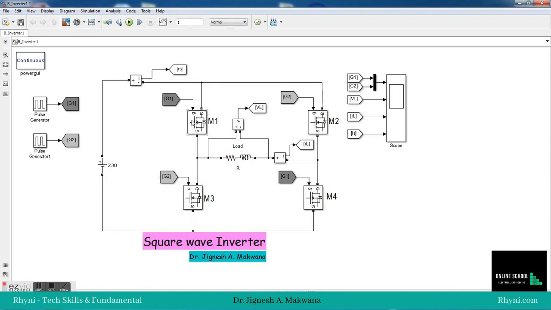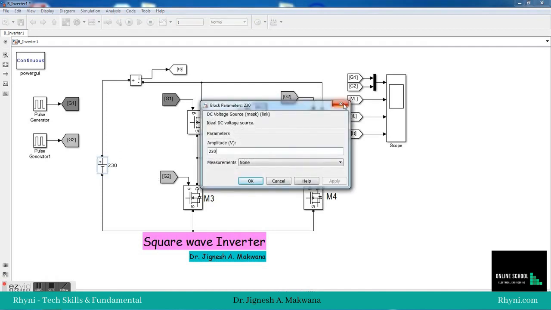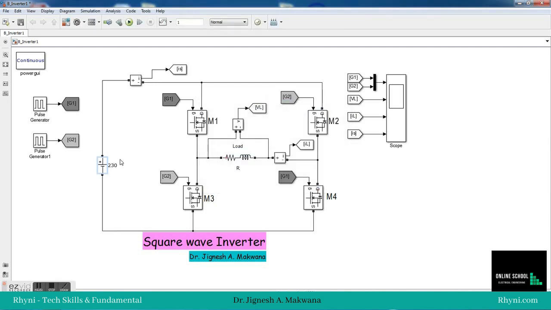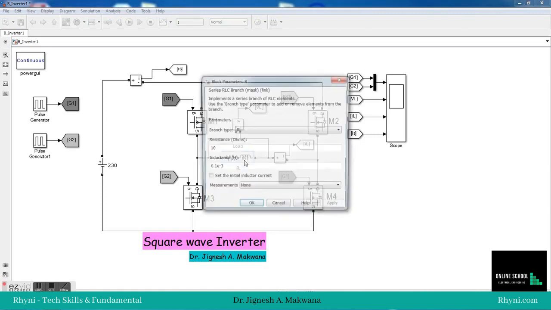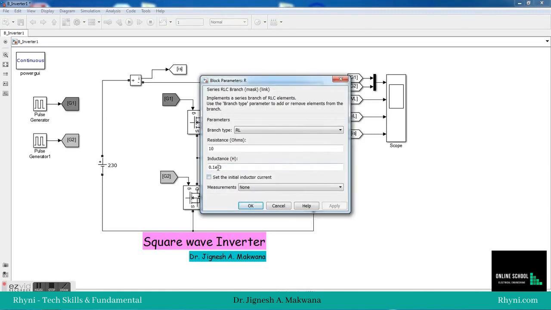Here we require 4 switches. We have selected the MOSFET here. 230 volt is the supply. Generally a MOSFET is suitable for lower voltages like 12 volt, 24 volt or 48 volt, but we have selected a random voltage, 230 volt, and it's fine. Let's see how it works. This is our load, a resistive load with a small amount of inductance, 0.1 millihenry, and 10 ohm resistance.